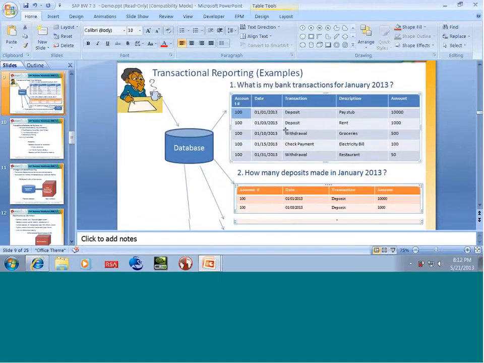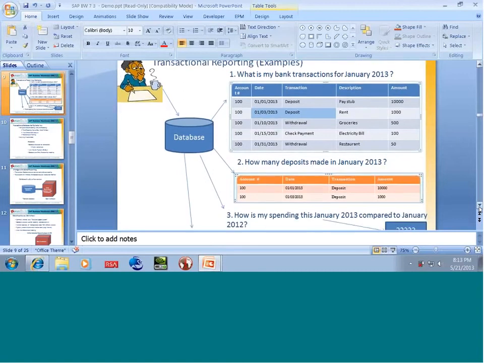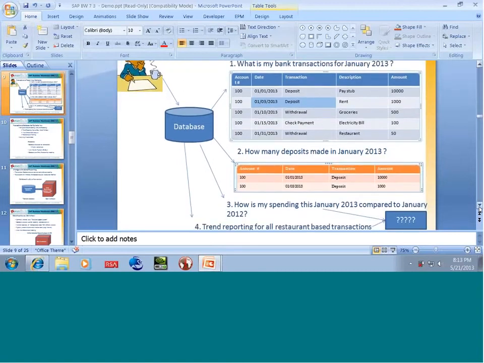Let's look at the second type of reporting. How many deposits have I made in the month of January? That's a little more specific requirement. But still, since the transaction is loaded at this level, I'm able to query the transactional database and pull the information for deposits alone. So these two things are fine. We are able to achieve this kind of reporting using a transactional database. Let's move on to the next question.